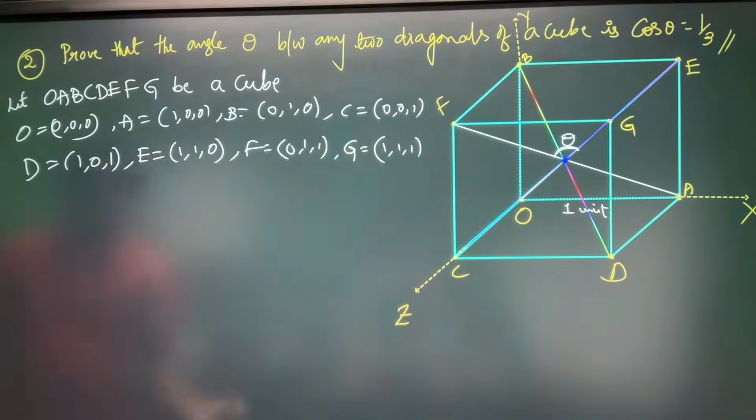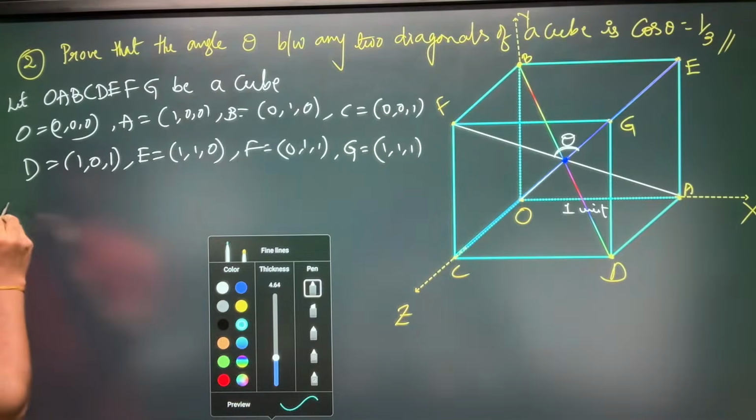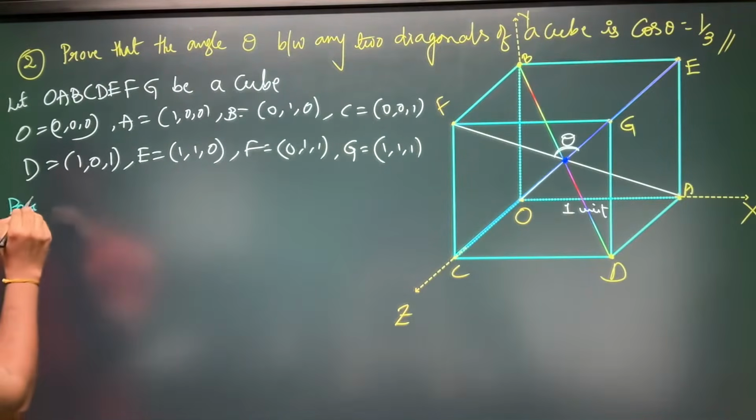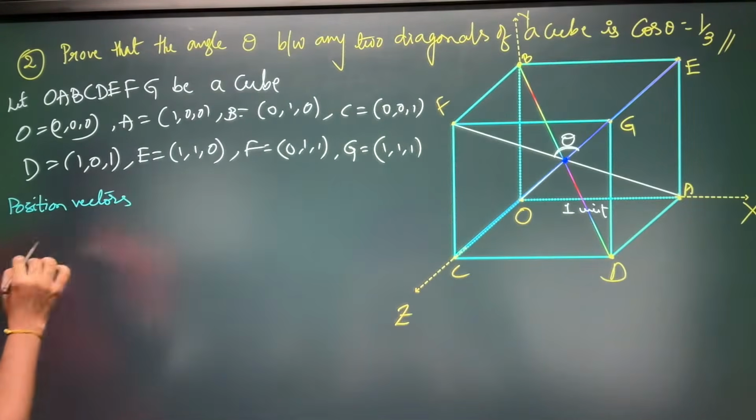So now we have to derive the equations of the diagonals. Okay, equations of the diagonals. So position vectors. First of all, position vectors. What are the position vectors here?